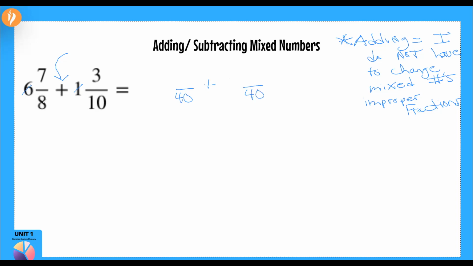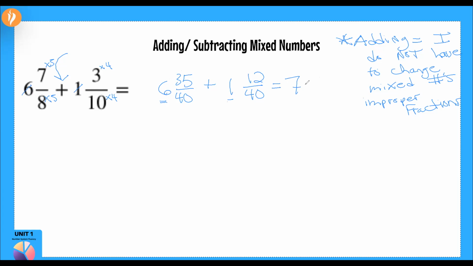All right, how do we get from 8 to 40? We multiply by 5. We multiply 7 by 5. And 7 times 5 is 35. How do we get from 10 to 40? We multiply by 4. So we're going to multiply 3 by 4, and we get 12. For a minute, we ignored our whole numbers, but now we're going to bring them over in our problem. All right, so we're going to add our whole numbers. So what's 6 plus 1? 6 plus 1 is 7.